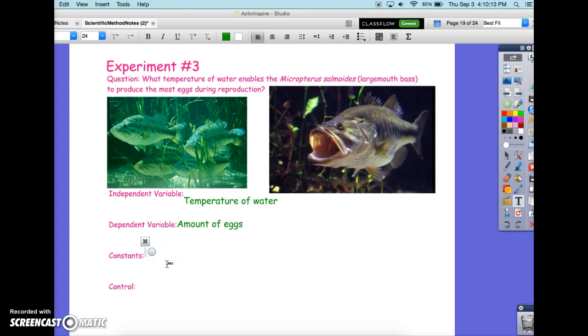So constants, and there's a million of them here. Obviously, we're going to keep the same species. We want to use largemouth bass. We are going to give them the same food, the same type of food, the same amount of food. We can give them the same exposure to environmental conditions. That would be things like how much salt is in the water versus how much fresh water is in the water. A lot of different things you can go in again. Okay, again, I feel like we probably have a good understanding of constants. It's just a matter of getting them all down on the paper.